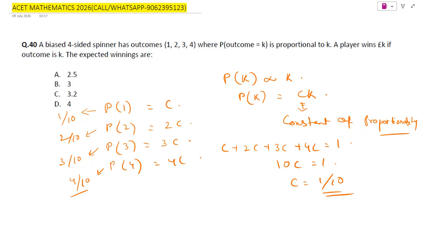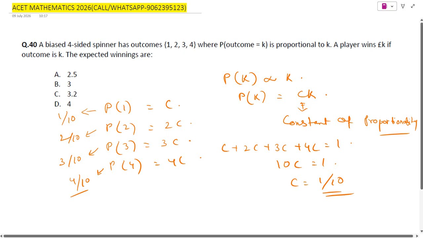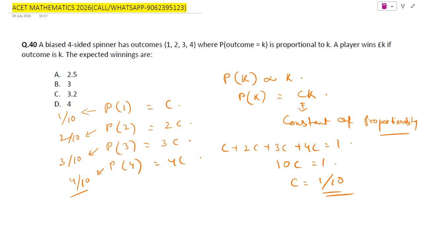Now notice something interesting. Larger numbers have larger probabilities. So the spinner is biased in favor of the big numbers. Okay. Now look, a fair spinner gives every outcome the same probability. For a fair four-sided spinner, each probability would be 1 by 4. But here the spinner is biased. So that means different outcomes have different probabilities. So always read the wording carefully before assuming equal probabilities.